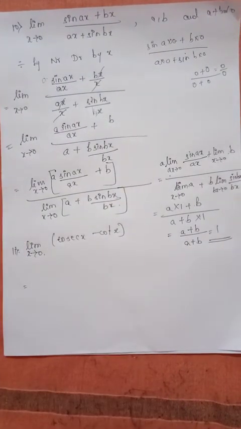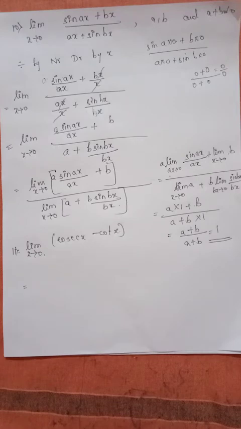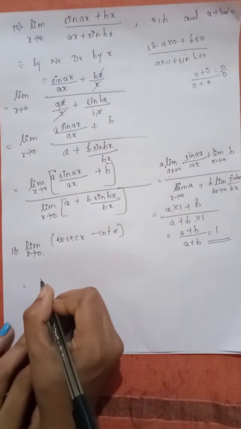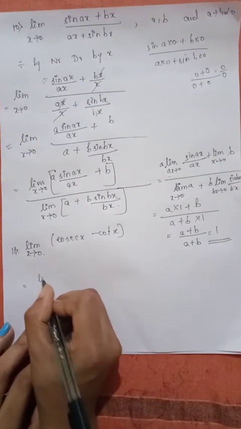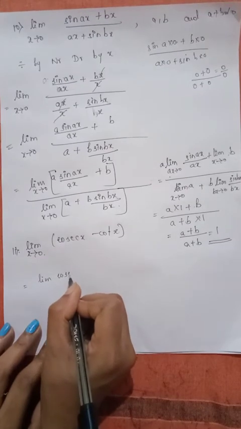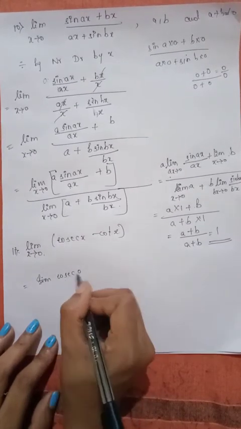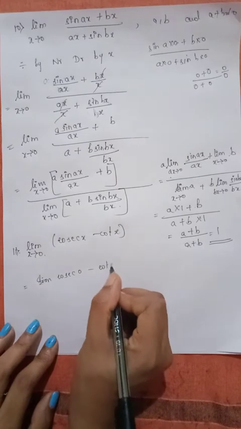Again, we have limit of cosecant x minus cot x. So what you have to do in the beginning, you just have to put x is equal to 0 and see what happens. So if you put x is equal to 0, what it becomes? Cosecant of 0, minus cot 0.